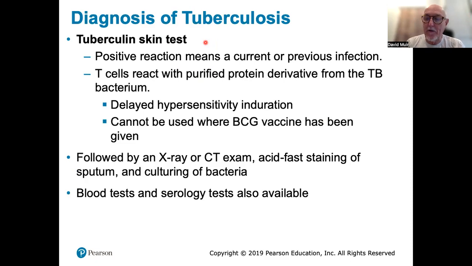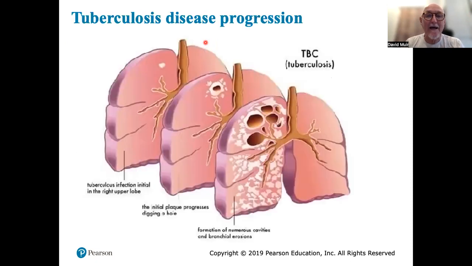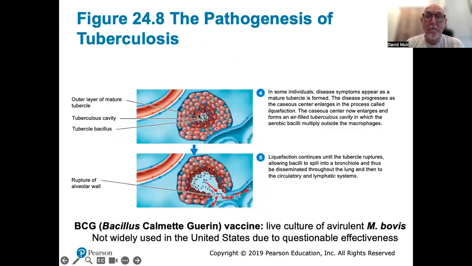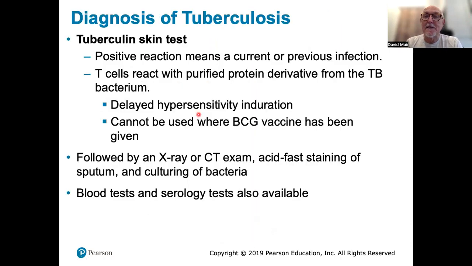But this is one of the reasons why the BCG vaccine, the Bacillus Calmette-Guérin vaccine we talked about before, is not administered in many countries, because if you've had the BCG vaccine, you can't have the tuberculin skin test. Because if you've had the BCG vaccine, you will have the antibodies, even if the antibodies are not particularly effective.